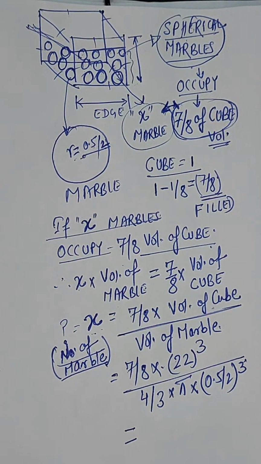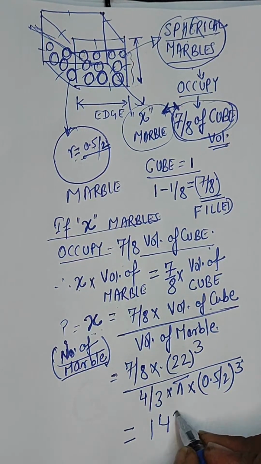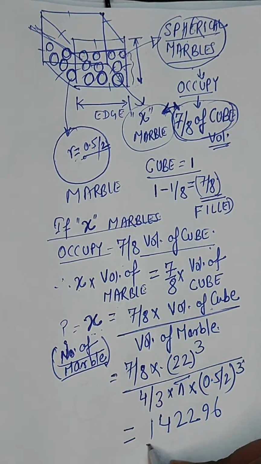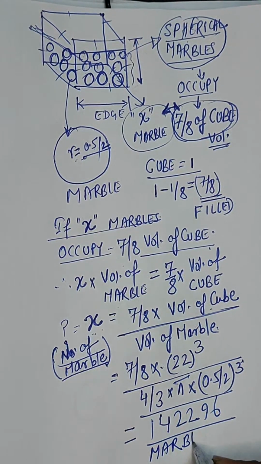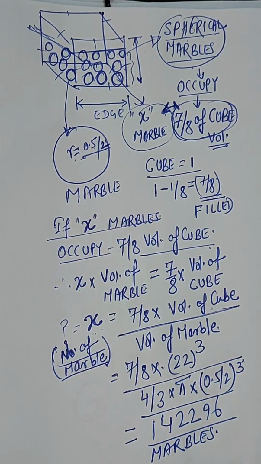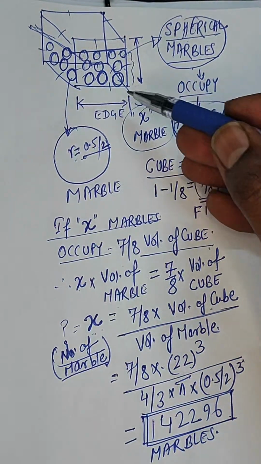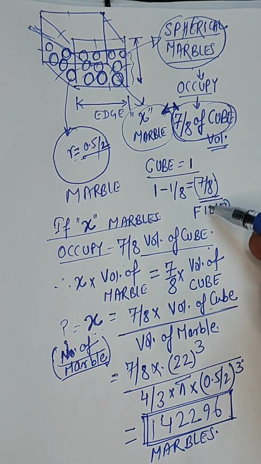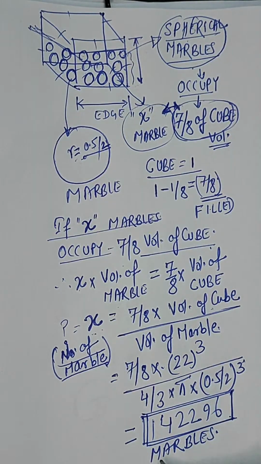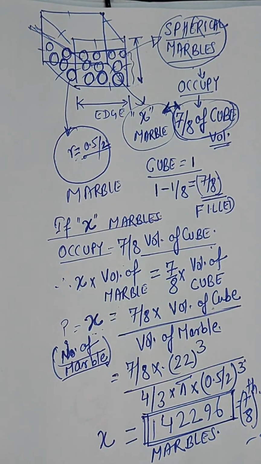you get some answer, and that answer is basically 142296 marbles. Why am I able to remember it? Because just now I have solved this question. This many marbles will be used to fill up the portion of the cube which is equal to 7 by 8 of the volume of the cube, right? So this is our answer, my dear friends.